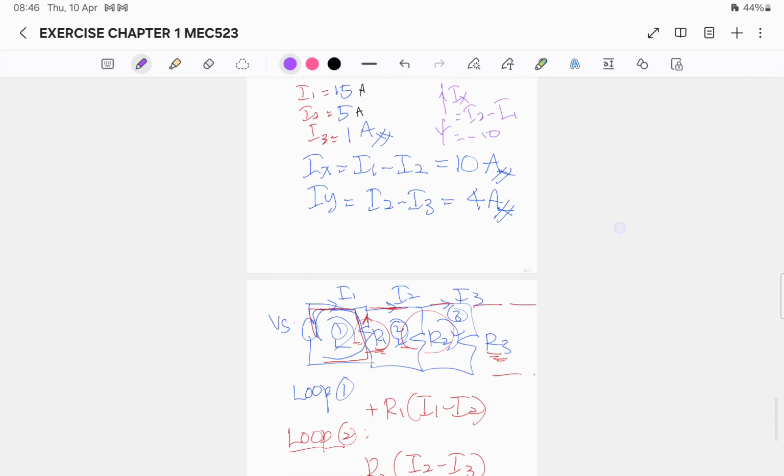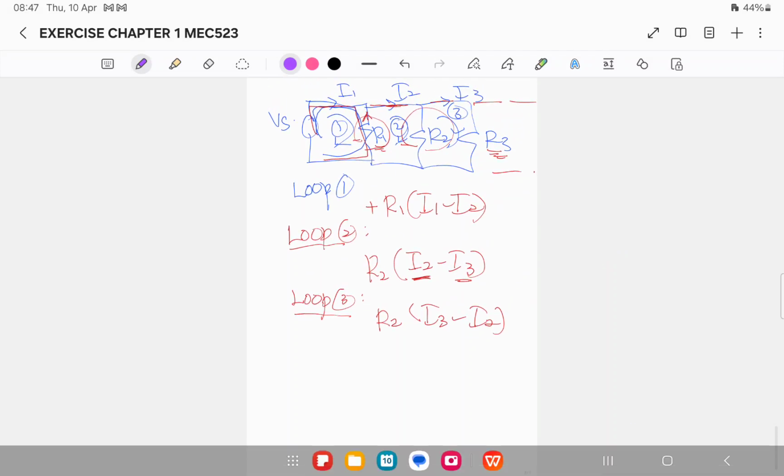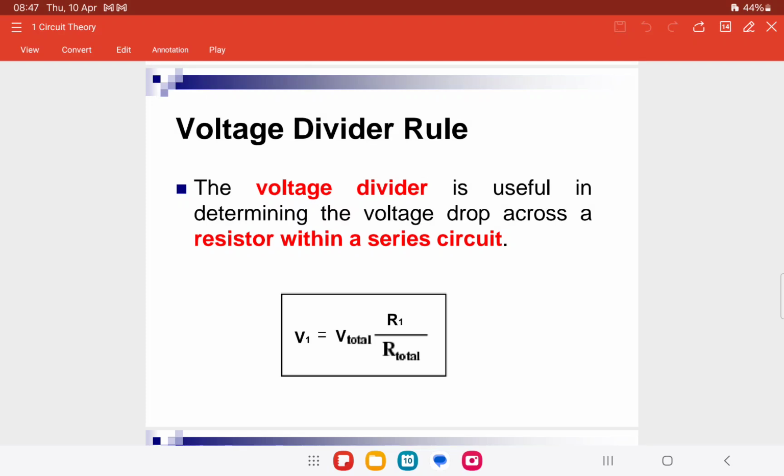Okay, so this one nanti saya akan share dekat group lah. Okay, so as for today, kita akan masuk ini sebenarnya. Sekejap, saya send terus.